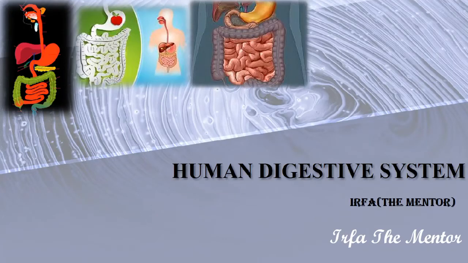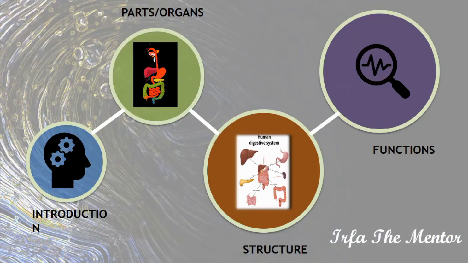Human digestive system. In the human digestive system, we have the introduction, the parts and the organs, the structure and the function of the parts and organs involved in this system. In this video, we will only discuss the introduction, the parts and the organs. The structure and function of the parts and organs we will discuss in the next video.